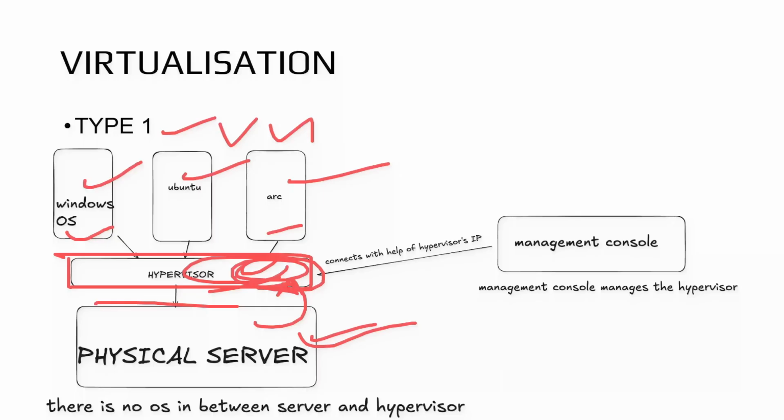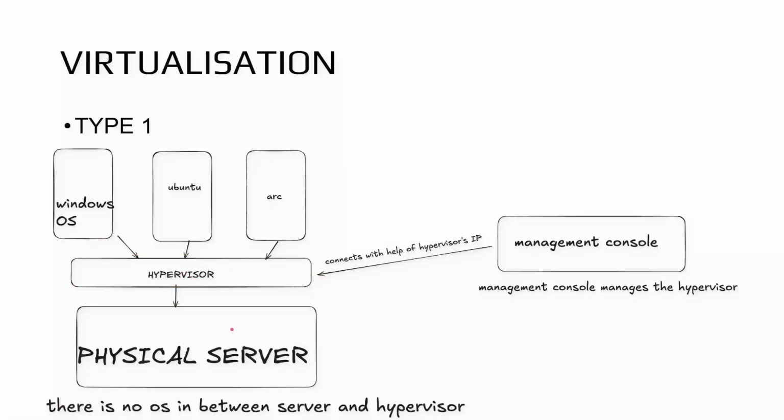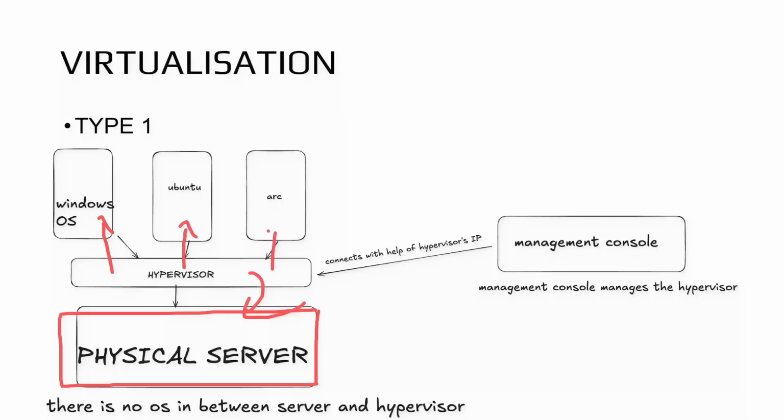So this is the base architecture of this type 1 hypervisor. You have one physical server here. On top of that you install this hypervisor, and then on top of the hypervisor you install all the operating systems. The main difference between this type 1 and type 2 hypervisor is there is no OS layer in between the physical server and the hypervisor. You just install this hypervisor on top of the physical server.